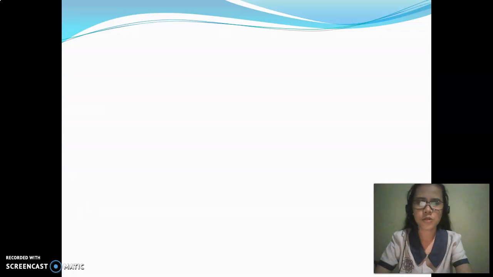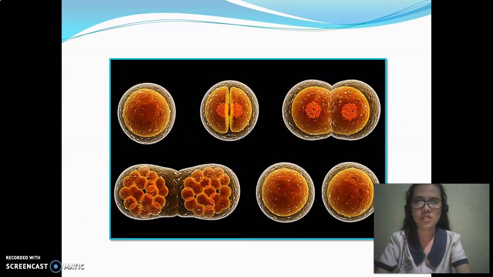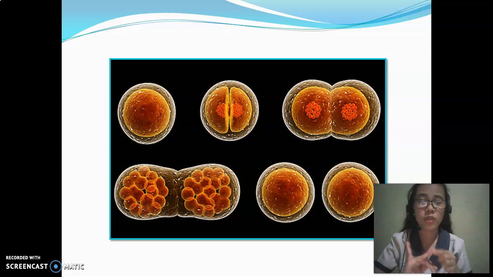First off, what is mitosis? Well, mitosis is a type of cell division. It is a process where a single cell divides into two identical daughter cells. Mitosis is divided into 5 phases: interphase, prophase, metaphase, anaphase, and telophase.